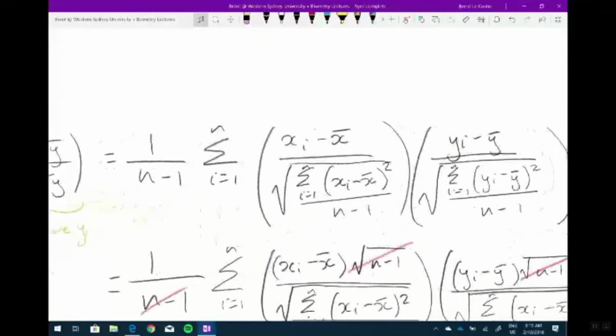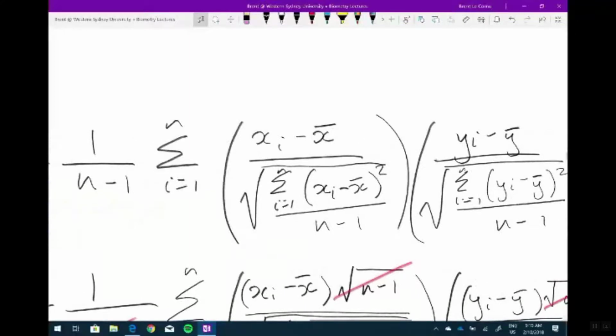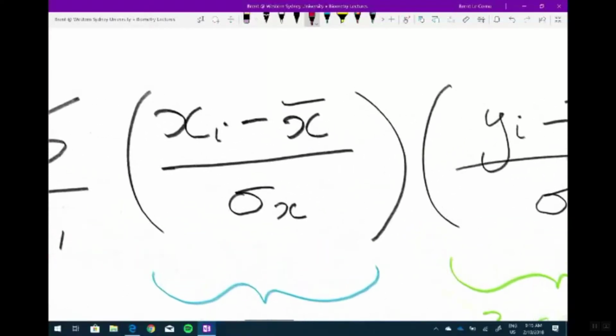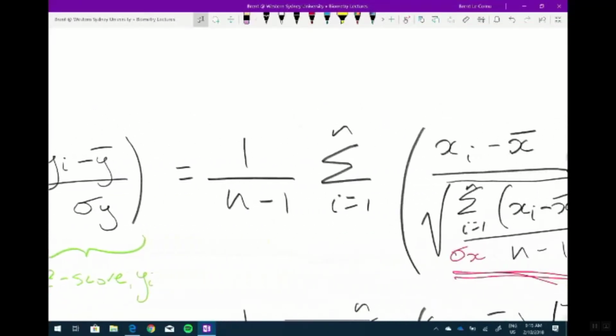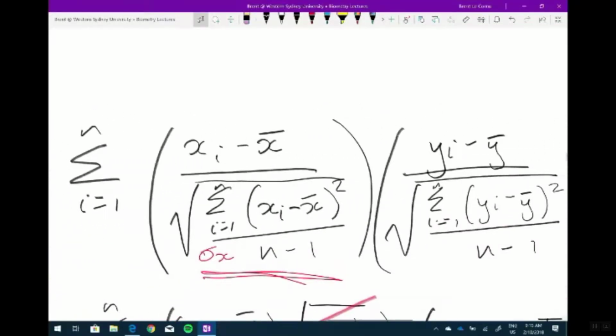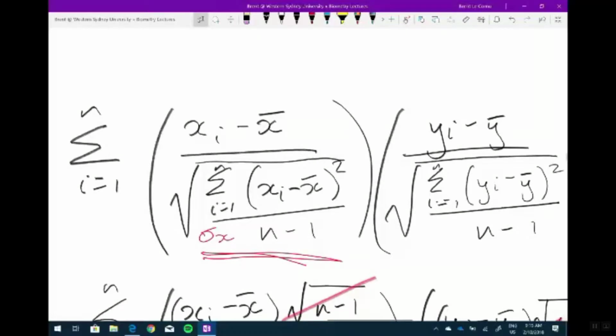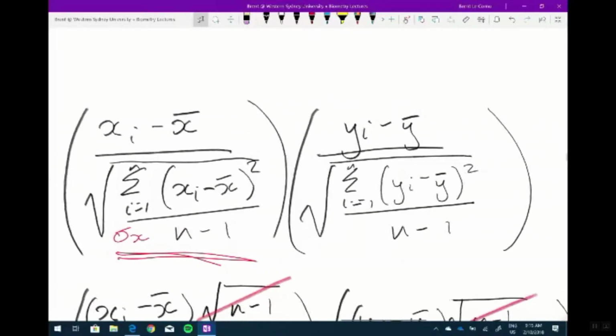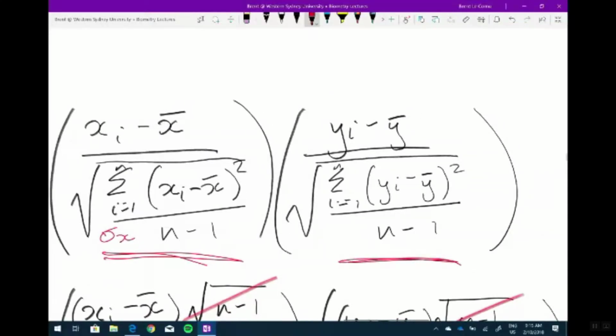If I go to the top line and rearrange that, here in the denominator, this one here is sigma x. That was the standard deviation of x, right? That was what this was over there. Standard deviation of x, we calculate that as the sum of all the squared deviations from the mean divided by n minus 1, and then we square root the whole thing. And this one here, similarly, is the standard deviation of y.